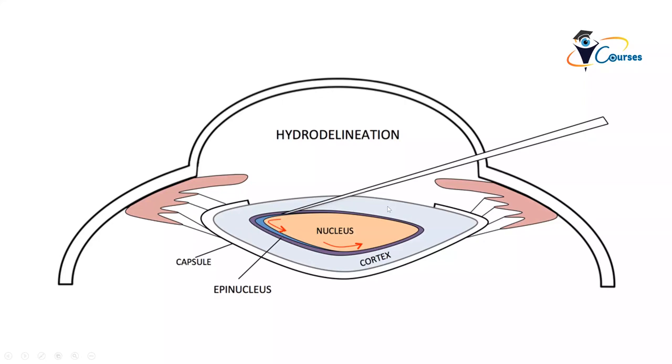So how do we make sure that we did a successful hydrodelineation? By a sign called the golden ring. A golden ring. Dr. Sinali, what is hydrodissection? Exactly, this is what I was mentioning. Hydrodissection is just separating the cortex from the capsule. And we do this by injecting the fluid.